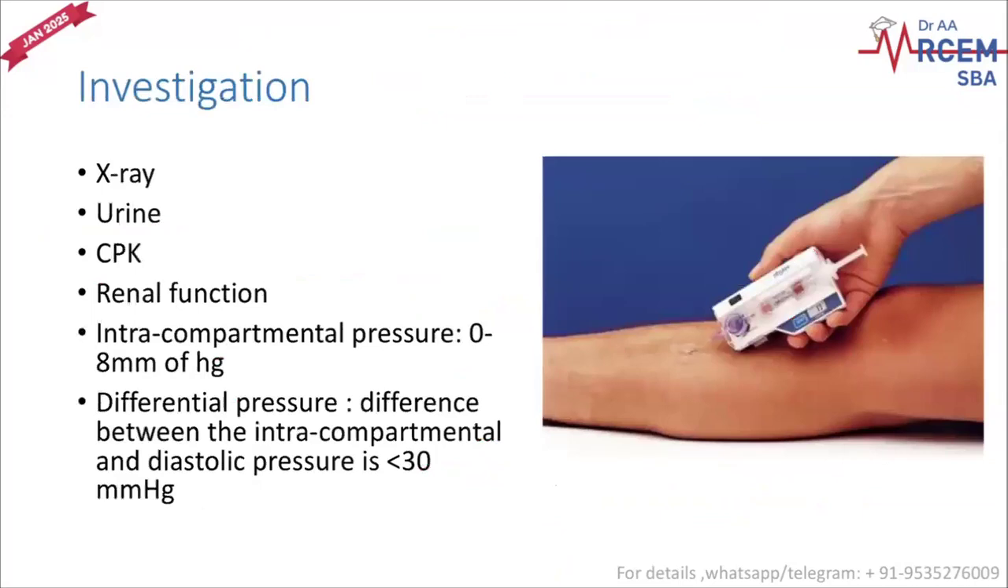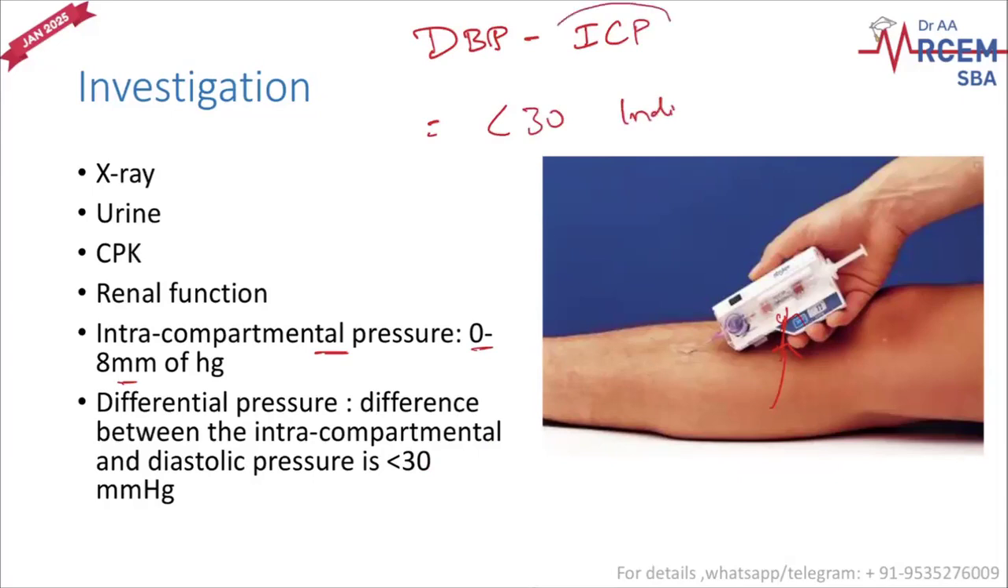What investigations are required? The most important investigation is to measure the compartment pressure. You have a bedside device, so you can easily measure it. Usually the compartment pressure is between 0 and 8 millimeters of mercury. That is the normal range. If it increases, you take a reading of how much it has increased. Then you take the diastolic blood pressure and subtract the intracompartmental pressure from it. If the value is less than 30, that is the indication to go ahead with fasciotomy.